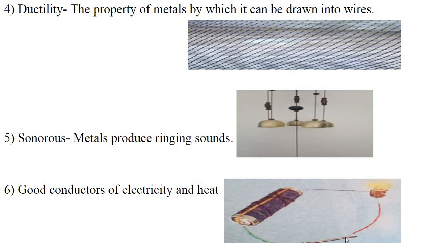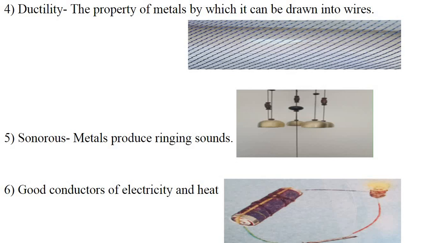Try to detach it. Is the bulb glowing? No. So from this experiment you can prove that metals are good conductors of electricity. Now take some water in a vessel, put in one spoon, and test the other end of the spoon. Are you able to sense the temperature? Yes. So you can say that metals are good conductors of heat and electricity.